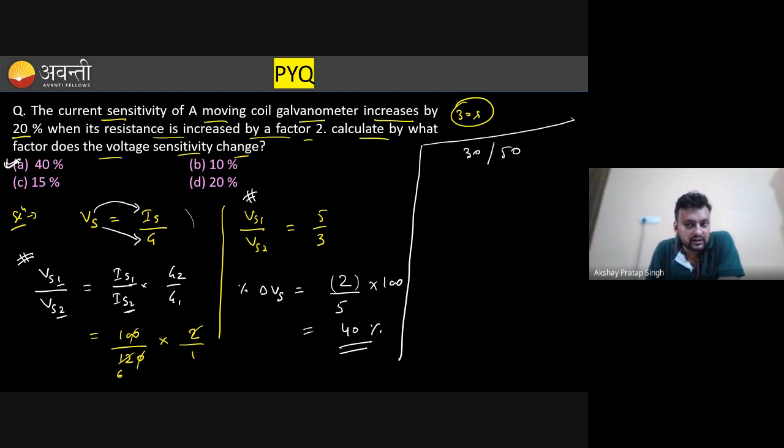How many marks did you get? 30 out of 50. So how will you calculate the percentage? You will take the marks you got, 30, divided by the original marks, multiplied by 100. That's how you calculate percentage.